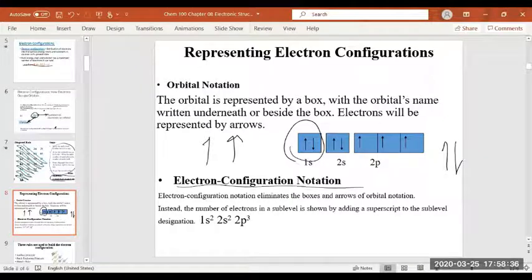For the complete electron configuration notation, you just replace these boxes with the number of electrons as a superscript on the subshell. So it will be 1s, we have 2 electrons, so 1s2, then 2s2, 2p3, and continue.